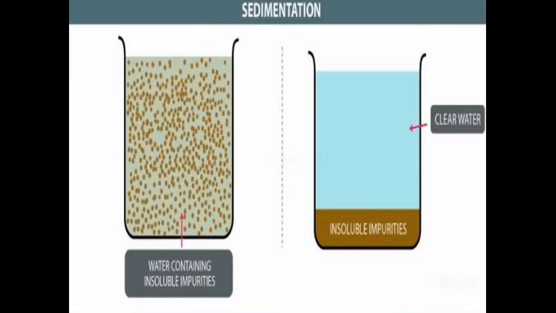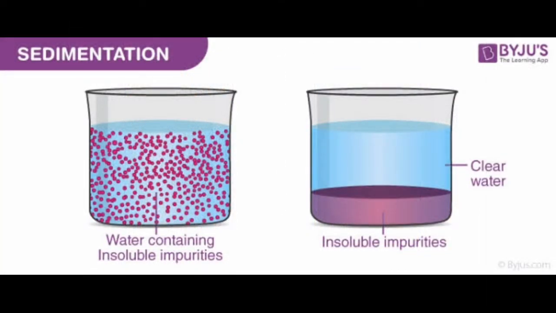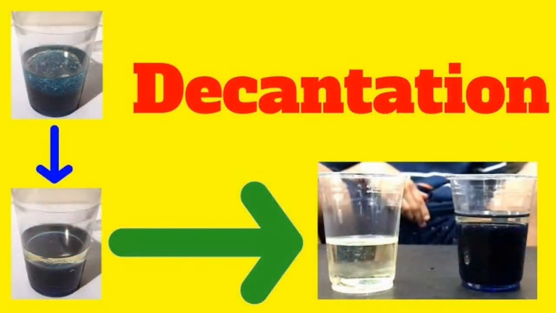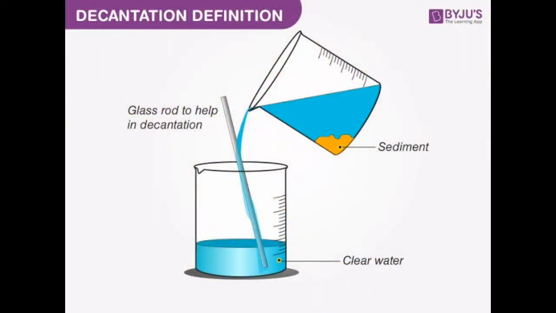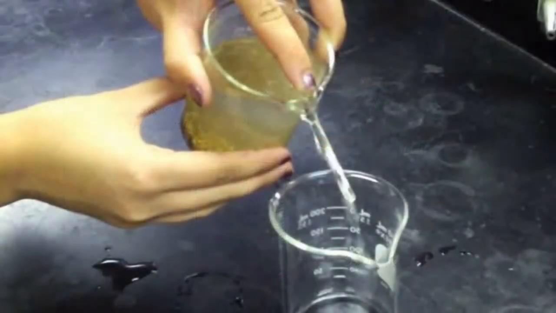When water is allowed to stand undisturbed for a few hours, insoluble impurities will settle down at the bottom of the container. This process is called sedimentation. After that, this clear water is poured very gently into another container without disturbing the settled impurities. This is called decantation. This clear water may also contain many impurities and germs.